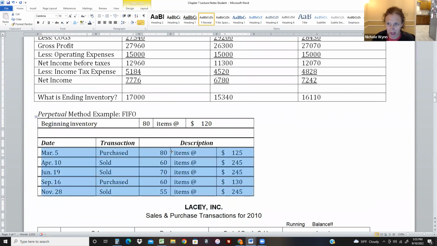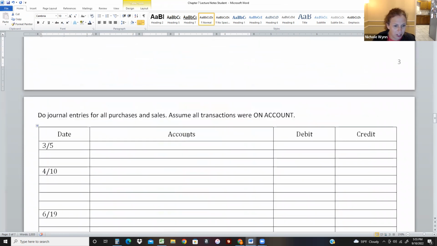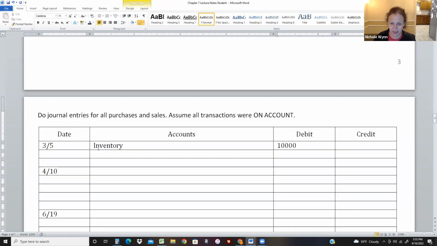So just to show the relationship between the journal entries that we've always learned how to do and this table. On March 5th, we purchased 10,000 of inventory. It says all purchases and sales are on account. So when we buy inventory, we put it in inventory, and that was 10,000. We're going to pay later.